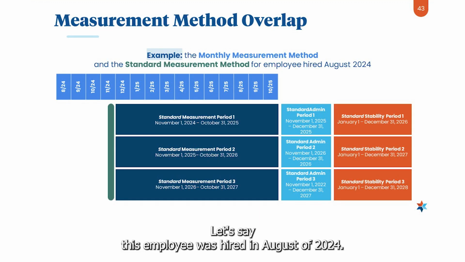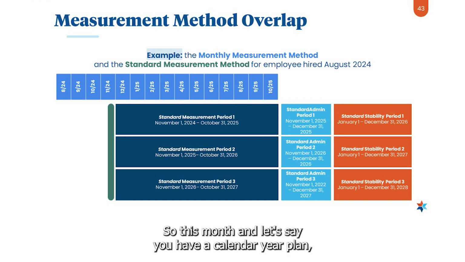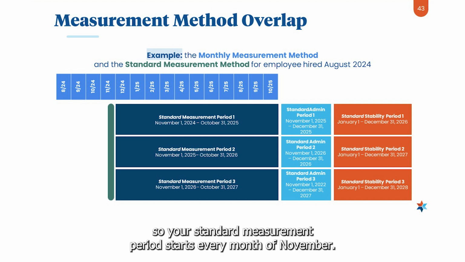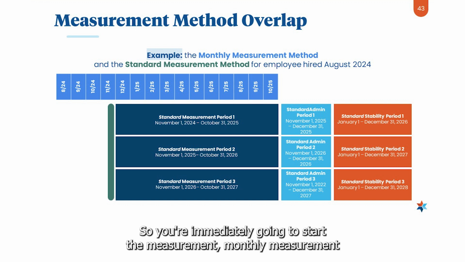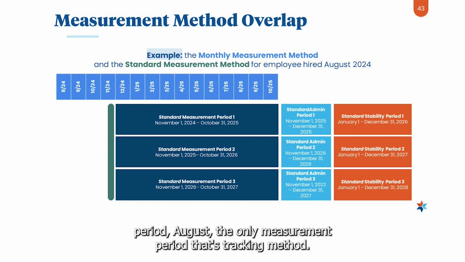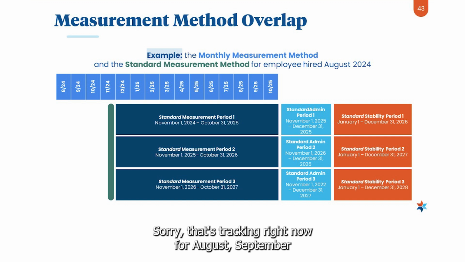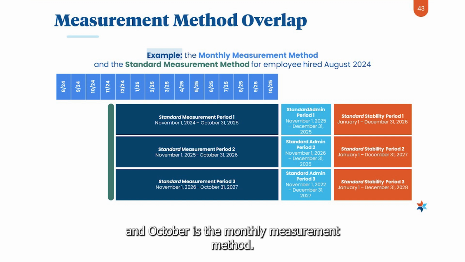Let's say this employee was hired in August of 2024, so this month. And let's say you have a calendar year plan. So your standard measurement period starts every month of November. So November 1st, your standard starts. They start, however, on August of 2024. So you're immediately going to start the monthly measurement period. August, the only measurement period that's tracking right now for August, September, and October is the monthly measurement method.